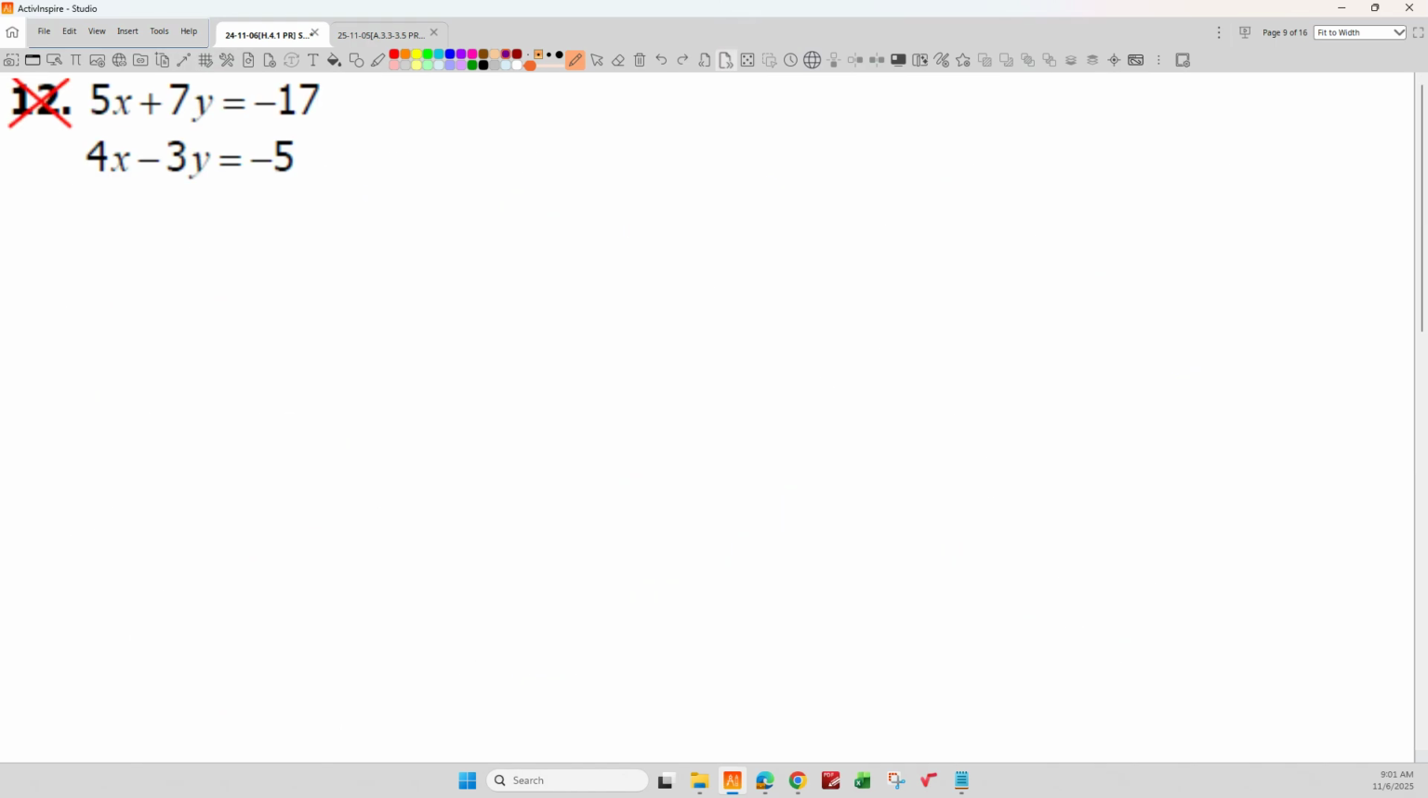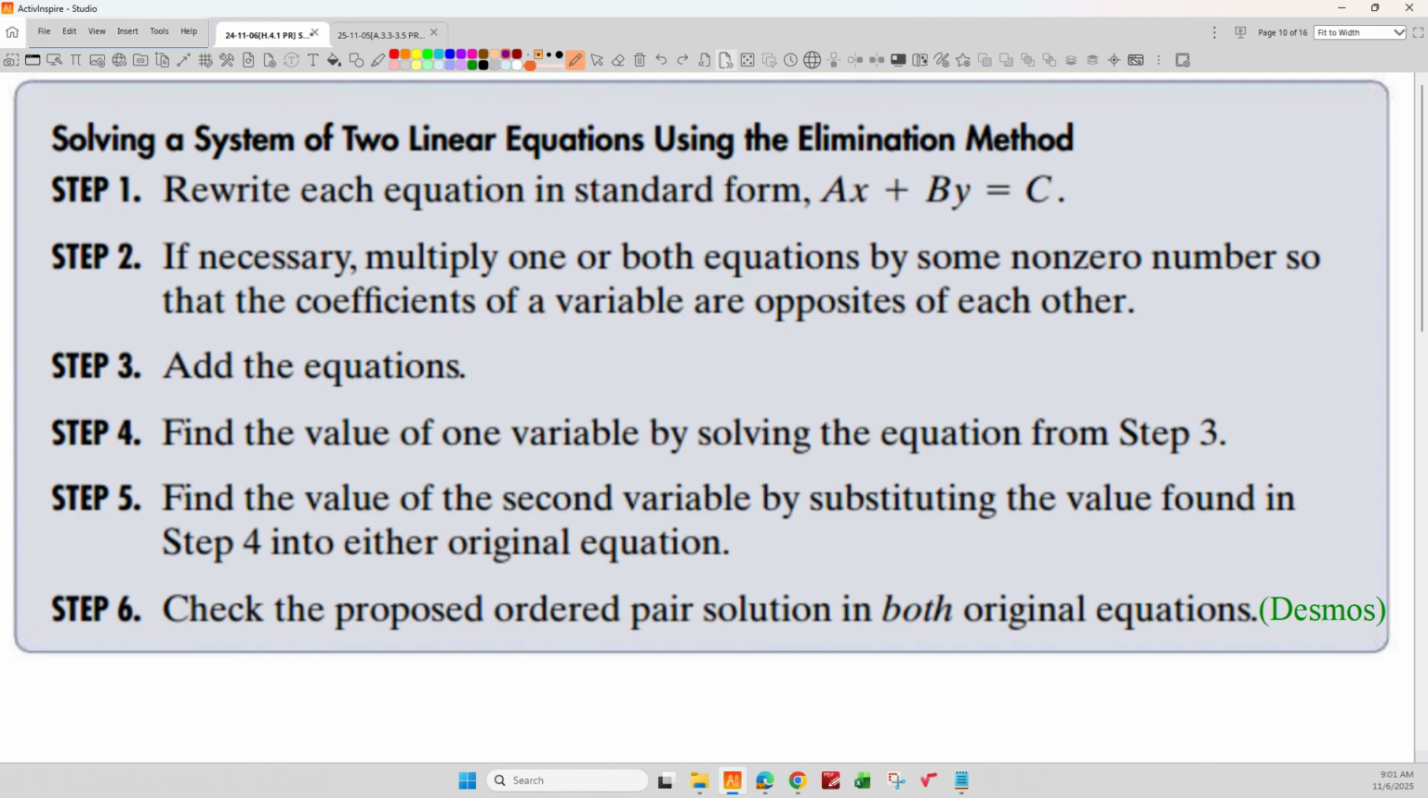Okay, so what about this one? Is substitution a good idea? Terrible idea, right? Terrible idea because there's no variable that can be isolated without creating fractions. So we really don't want to use substitution here. We want to use something else.